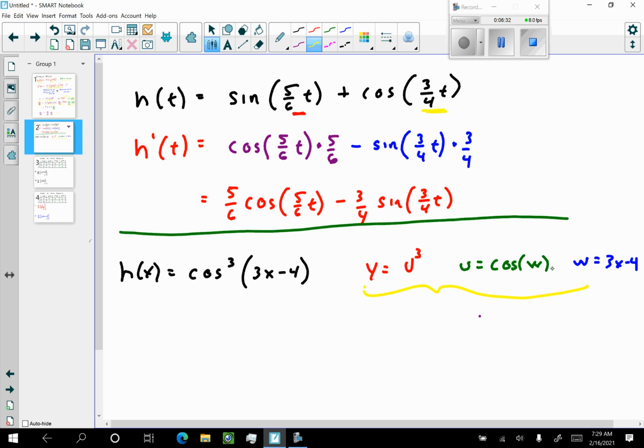So what is this? This is cosine of w. Let's do this in black. This is going to be cosine of w, which is 3x minus 4. And then what is u?